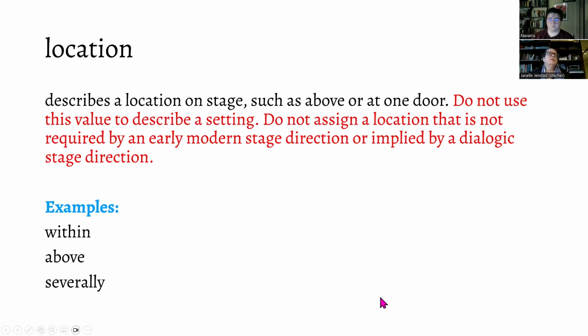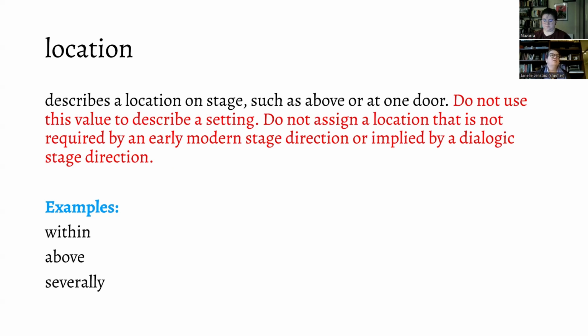Location, on the other hand, describes a location on stage. So this is not imagined geography, but the actual spatial disposition of the material building that is the stage. So it describes a location on stage such as above or at one door. Okay, and then highlighted in red for the purposes of the slide, do not use this value to describe a setting.